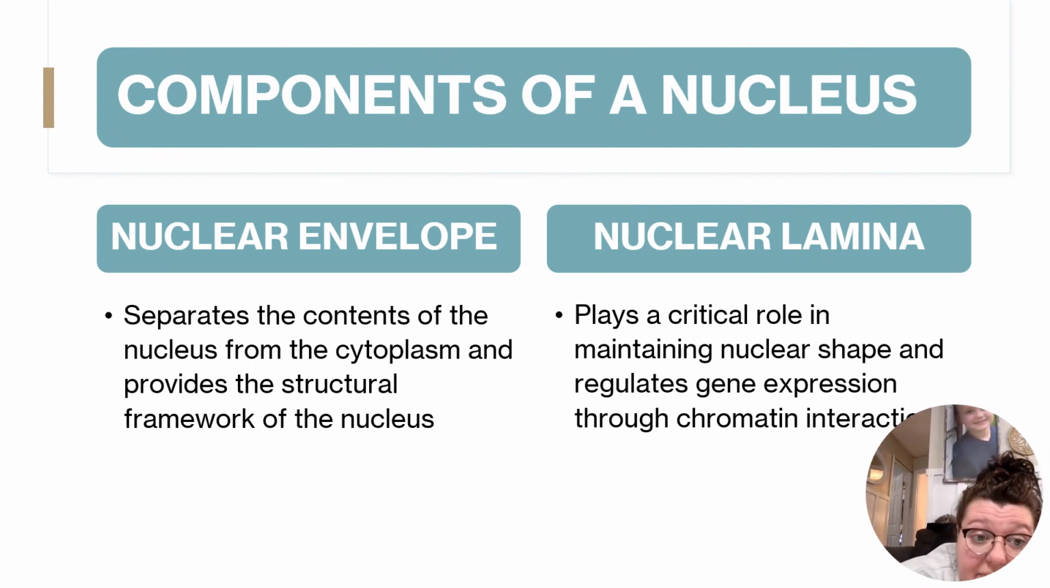So first we'll talk about that nuclear envelope. What this does is it separates the contents of the nucleus from the cytoplasm and provides the structural framework for the nucleus. So it envelops that nucleus and keeps the other stuff away. And then we have the nuclear lamina, which plays a critical role in maintaining nuclear shape, and it regulates gene expression through chromatin interaction. So we have the nuclear envelope that keeps this stuff from mixing, keeps that cytoplasm out, and then the nuclear lamina that helps that nucleus keep its shape.